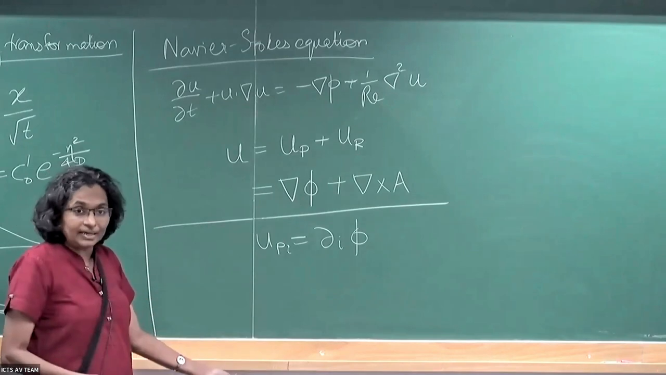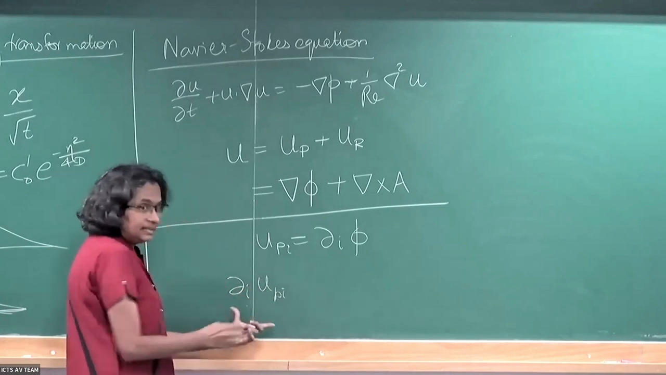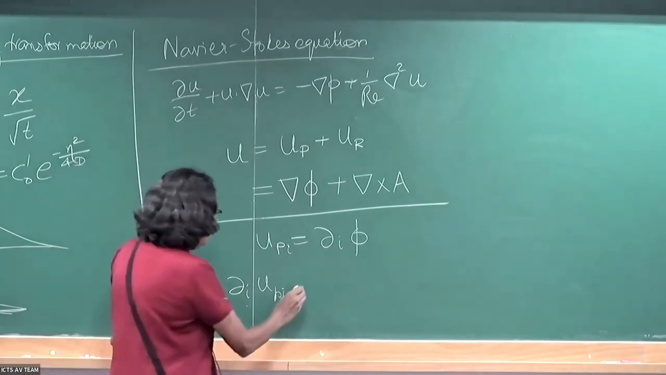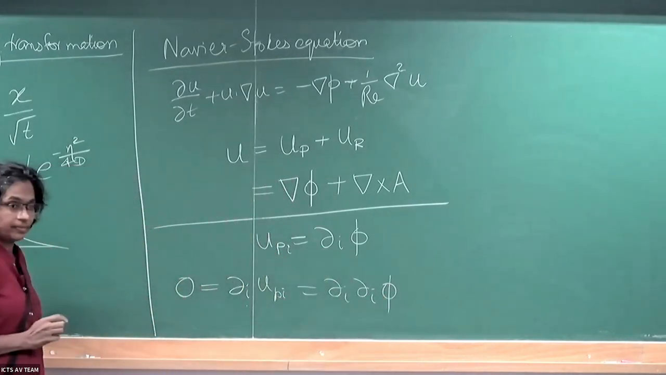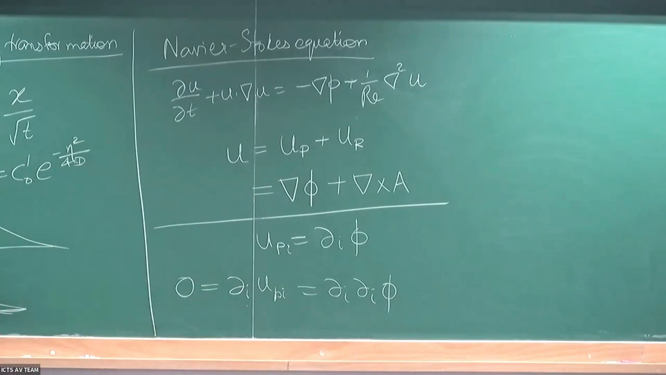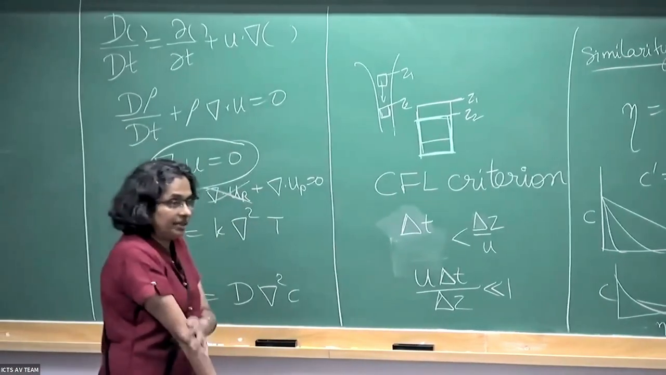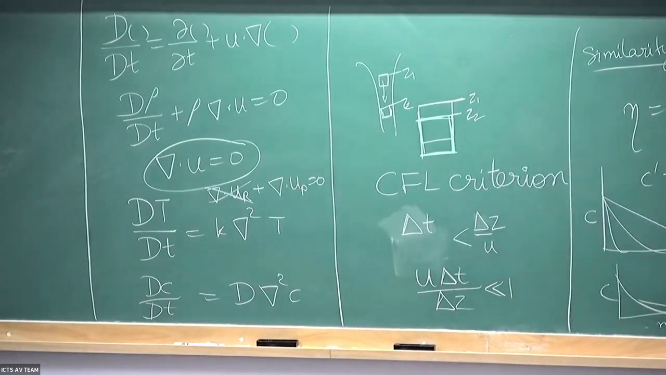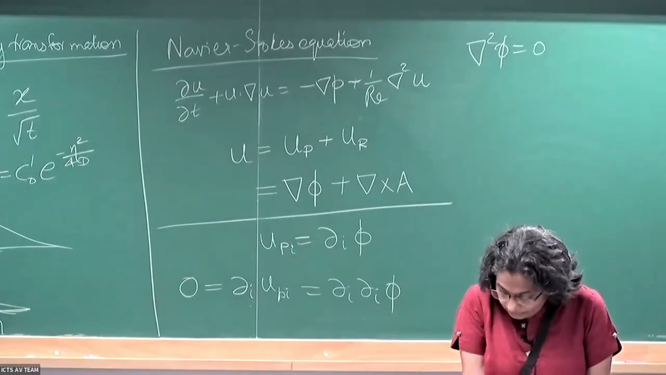But then we know UP satisfies del dot U is zero. It's solenoidal. Because it's solenoidal, I have del I of UPI, where I is repeated, means I've summed it over all the I's, equal to del I of phi. But we already know this is zero, right? It's incompressible. So if I wrote it as del dot UR plus del dot UP is zero, I know del dot UR is zero, so del dot UP is also zero. Agreed? So then I've got del I del I phi is zero. In other words, del square phi is zero. Okay, so that is what we get from that.